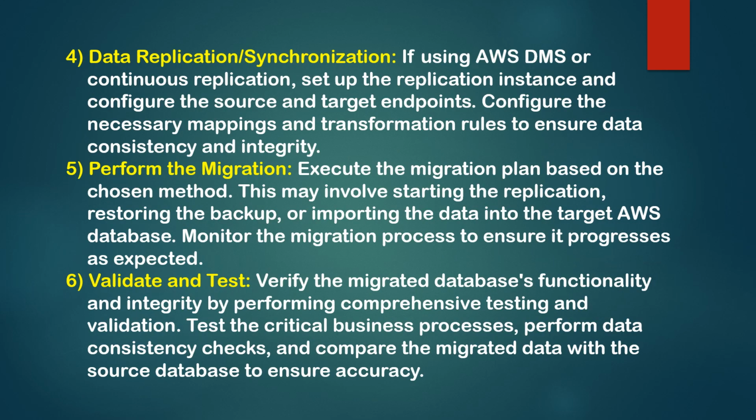Number 4. Data replication synchronization. If using AWS DMS or continuous replication, set up the replication instance and configure the source and target endpoints. Configure the necessary mappings and transformation rules to ensure data consistency and integrity.